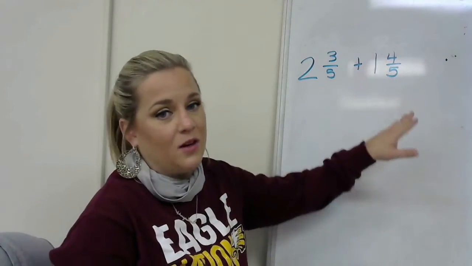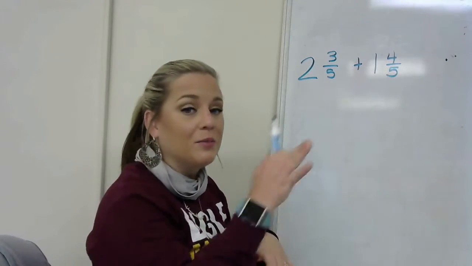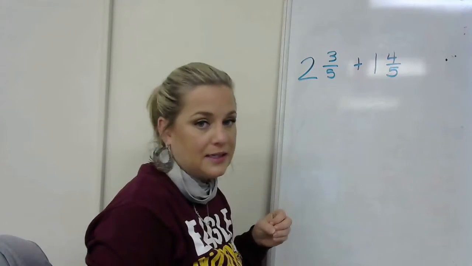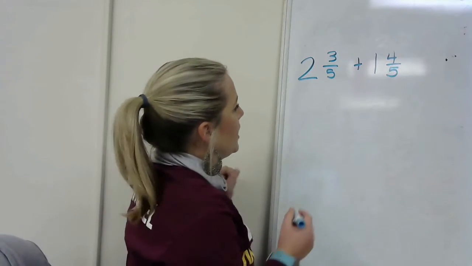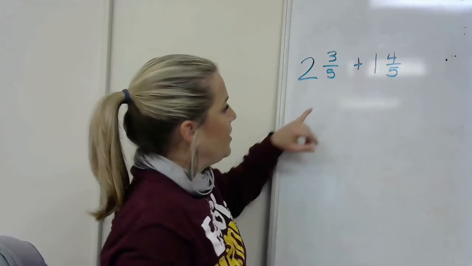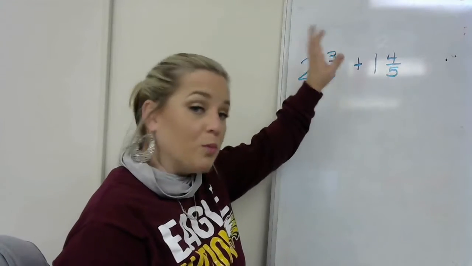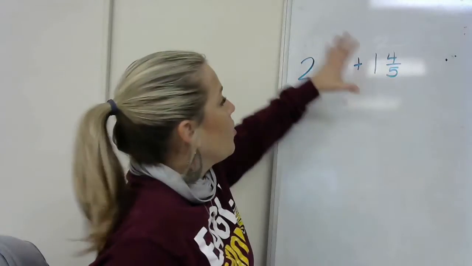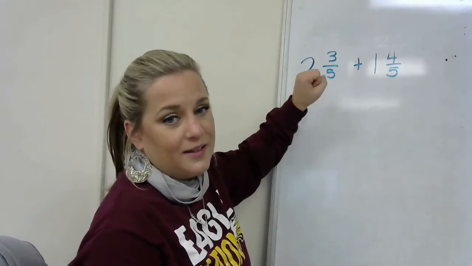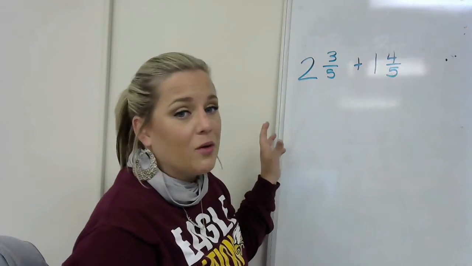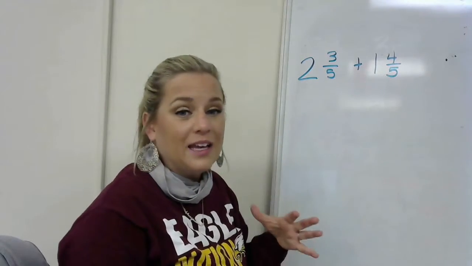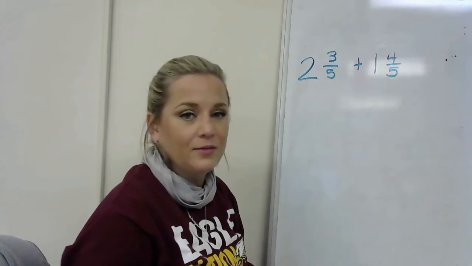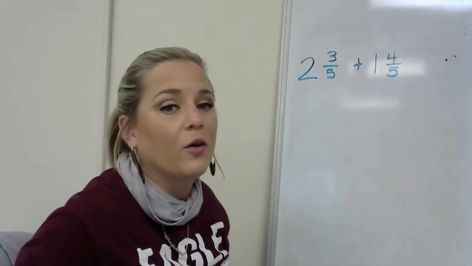These have the same denominator, so I'm lucky. I don't have to manipulate anything to make it all look the same. So we can either turn these into improper fractions and add and then find the mixed number, or we can add and then see what we get. So let's just start with add and see what we get, and then if we need to, we can turn it into an improper fraction, okay?